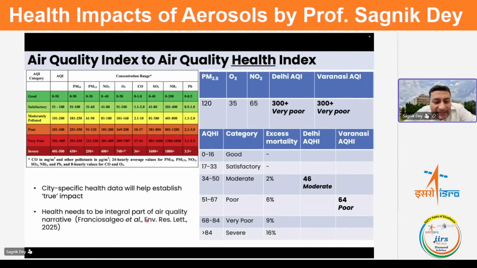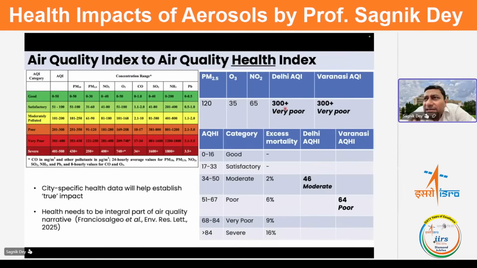And I will give you an example. This paper is now published, where we propose this methodology for two cities, Delhi and Varanasi. Now look at the current air quality index proposed by CPCB. If the air quality index is 300 plus, the air quality is deemed to be very poor. If you have PM 2.5 concentrations of 120, ozone 35 microgram per cubic meter, NO2 65, then your air quality index will be 300 plus, and you have very poor air quality.